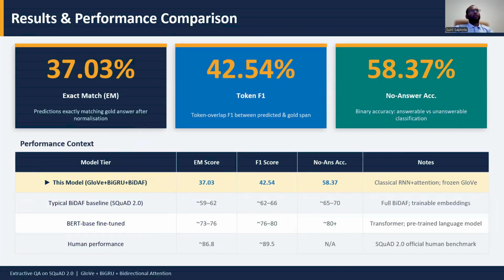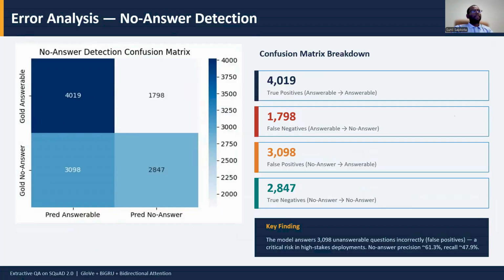So for results, I have already explained this in the project overview. We have an exact match of 37%, an F1 score of 42, and no-answer accuracy of 58%. I'll explain this 58% in the next slide.